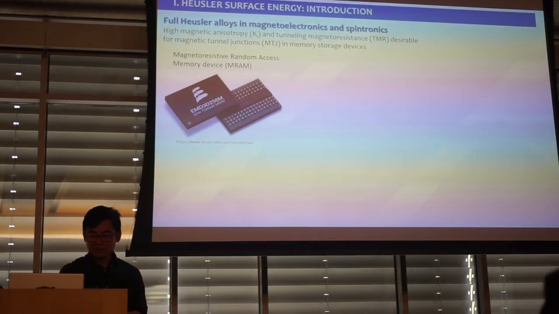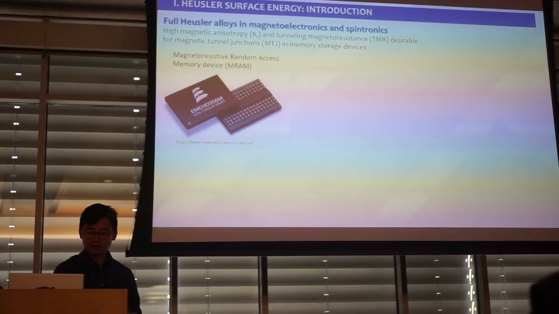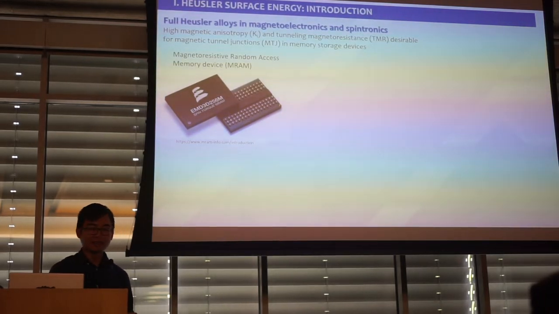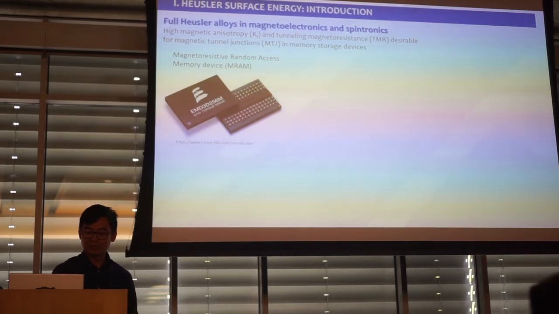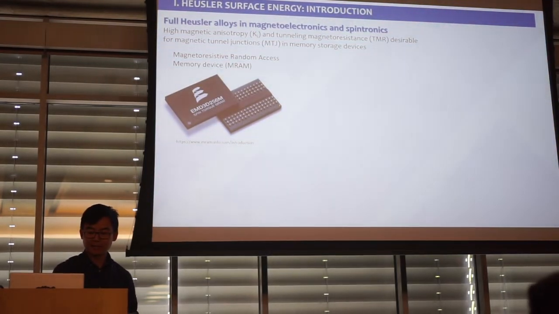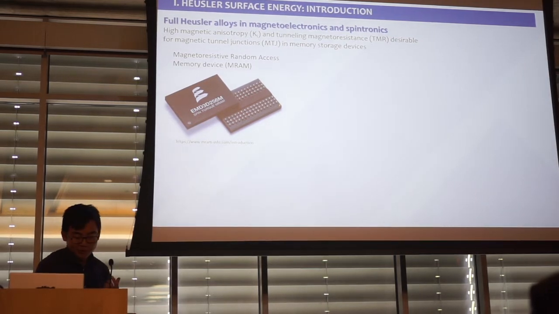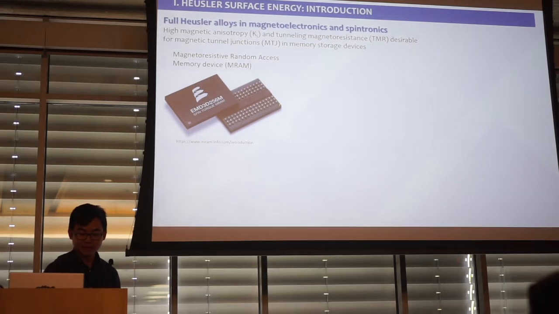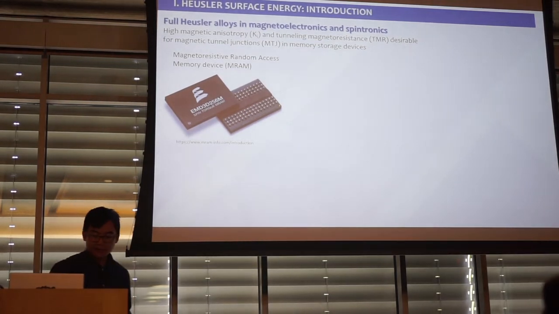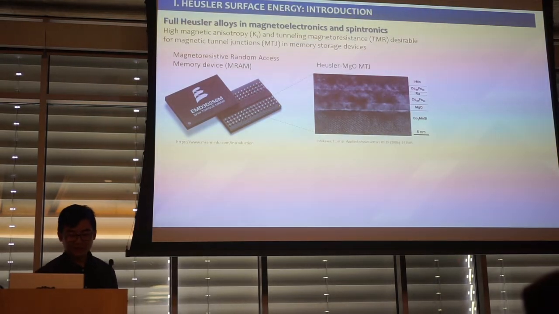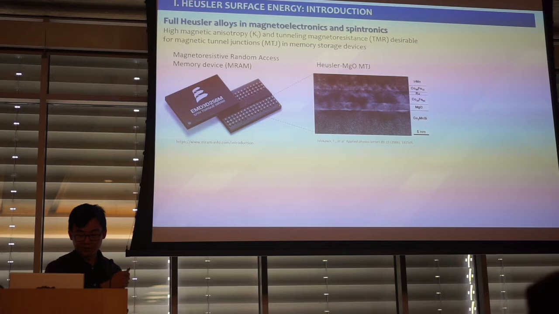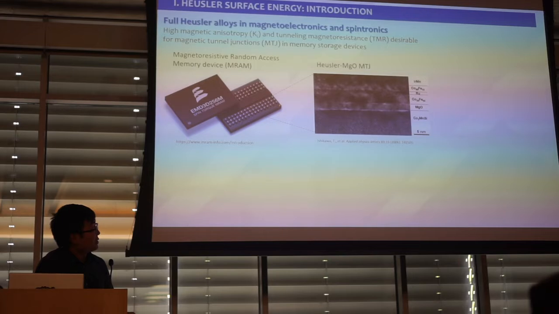Okay, so surface energies of full Heuslers. Full Heusler is a type of material that has gained a lot of interest recently for applications in memory storage devices as magnetic tunnel junctions. An example of where you would see this is in something called a magnetoresistive random access memory device, like you see there. And inside of this device is a magnetic tunnel junction. In this picture we have a Heusler MgO magnetic tunnel junction. So we have the Heusler material as the electrode, as you can see right there, and then MgO as the tunnel barrier.